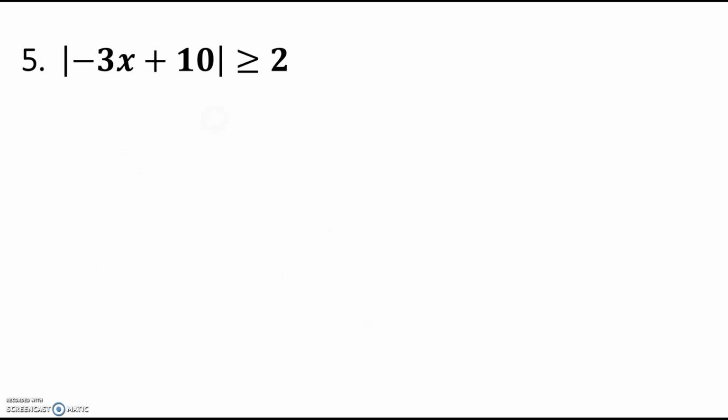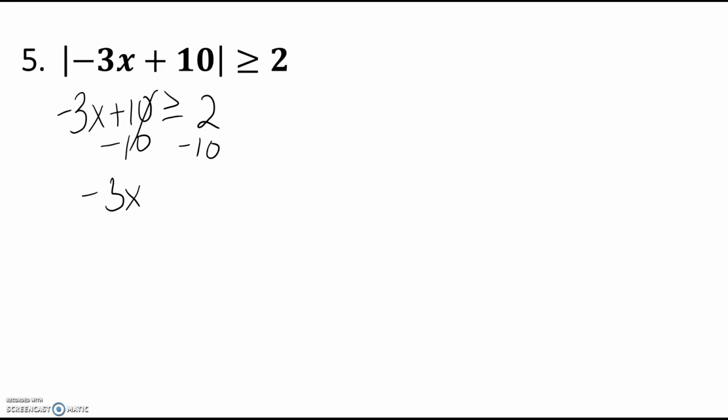Number 5, my absolute value of negative 3x plus 10 is greater than or equal to 2. Remember, for the first one, you just drop the bars and solve. So I have negative 3x is greater than or equal to negative 8. Divide by a negative 3, so I flip my sign. x is less than or equal to 8/3.